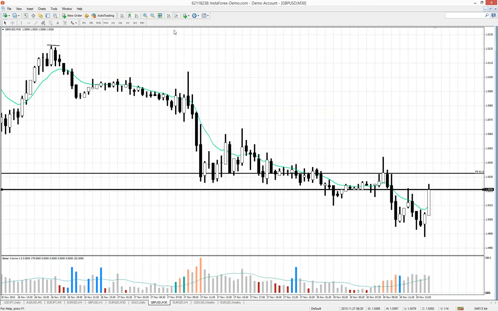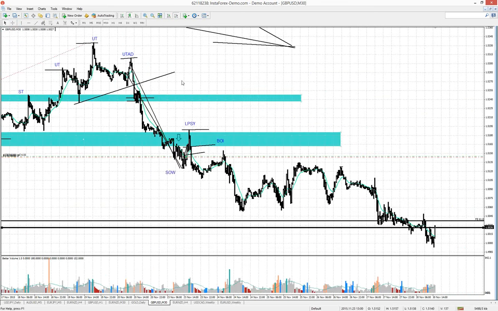And again, my position on the British pound is basically that I'm right now in the plus, above 115 pips.